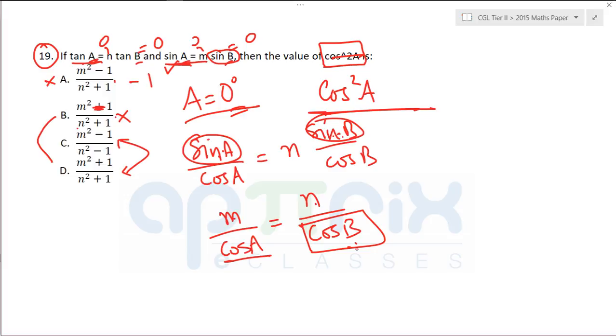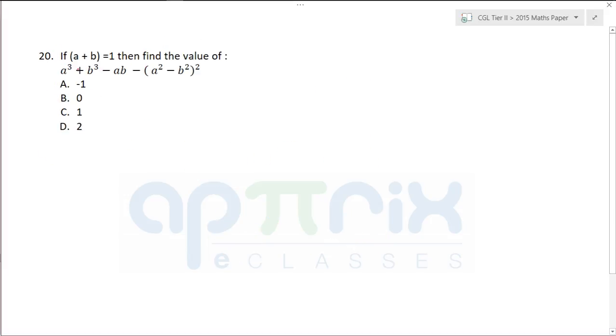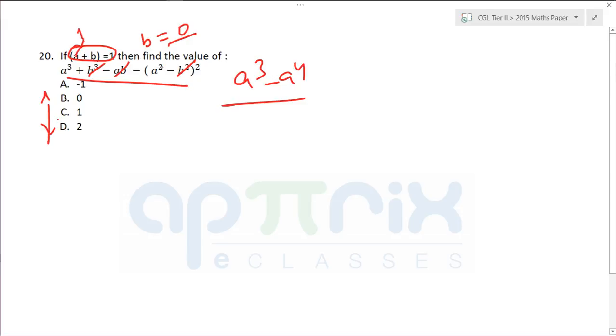Moving to the next question, that is question number 20. Easiest question, right? A plus B is equal to 1. Only one condition they are giving, and they are asking what will be this value. Answer is a constant. You put B is equal to 0 first. If you put B is equal to 0, all the terms with B will go away. You will be left with only A cube minus A to the power 4. And if A becomes equal to 1, the answer will be 0, or not? That has to be correct. Alright, 0 is the right answer.